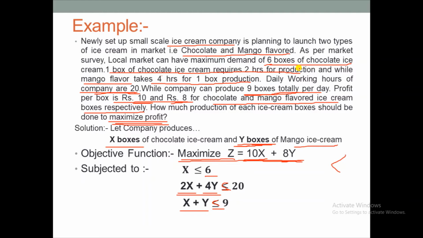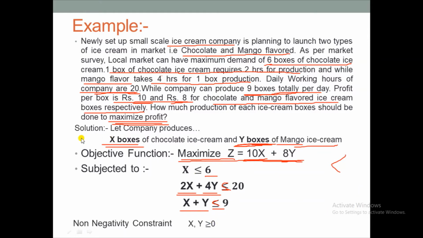And one more step we have to go through is the non-negativity constraint. We have considered X number of boxes, and the number of boxes can be zero. Maybe we will not produce chocolate ice cream, maybe we will not produce mango based ice cream, but it can be zero, it cannot be negative. That means X must be either zero or more than that, and Y must be either 0 or more than that. That is called the non-negativity constraint: X and Y must be equal to 0 or greater than that.